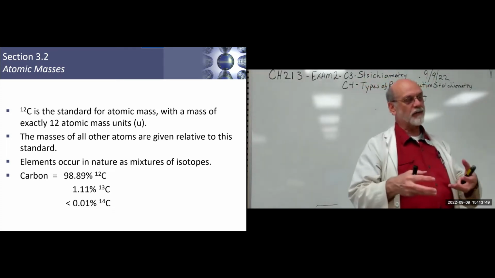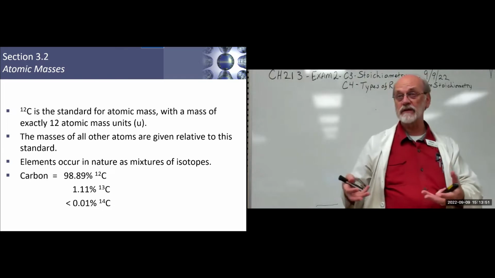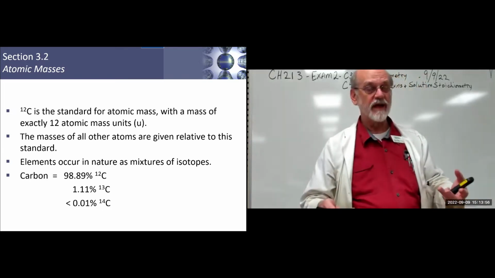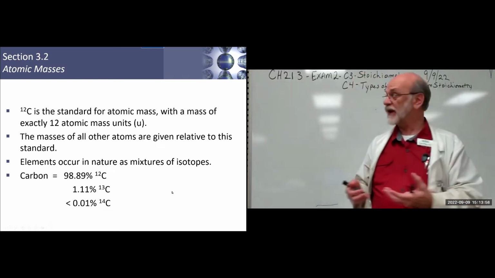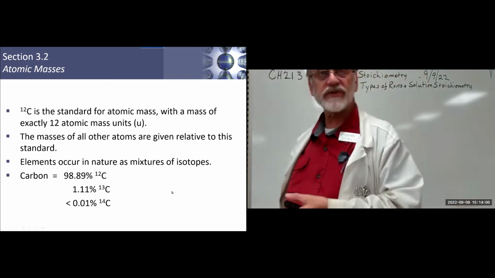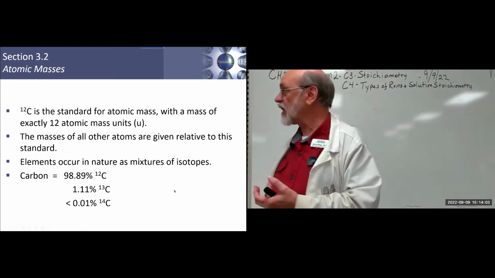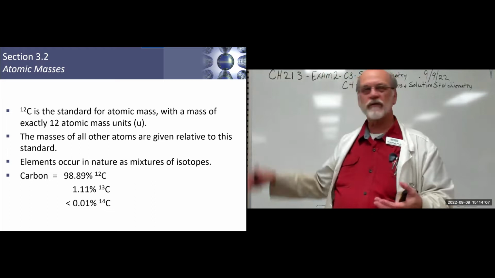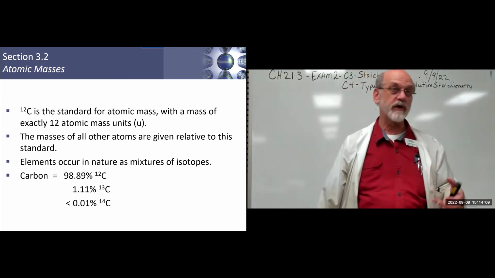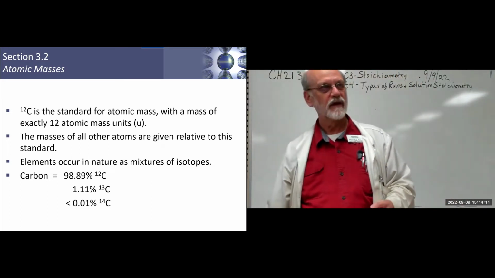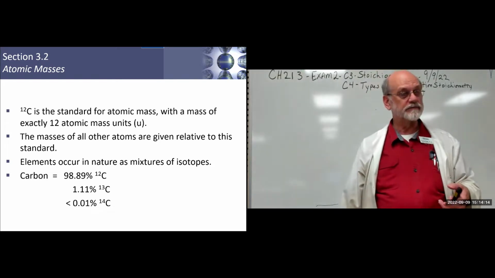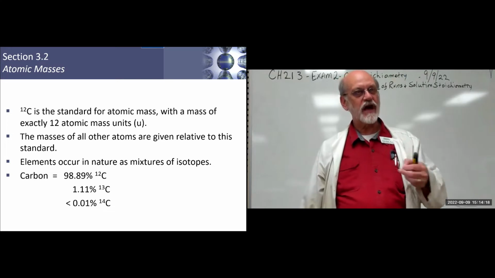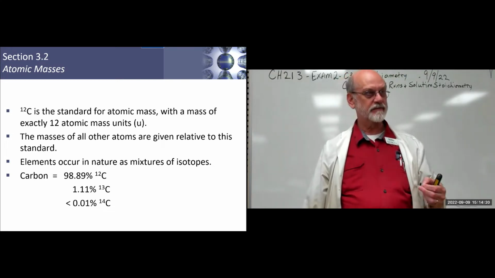So if we collect carbon from the environment, the people who do this for a living have determined that the abundance of carbon-12 is about 99%. And the abundance of carbon-13 is about 1.11%. And carbon-14 doesn't matter because it's so small and it's radioactive anyway. So we're just going to use the top two to calculate an average atomic mass for the atom.